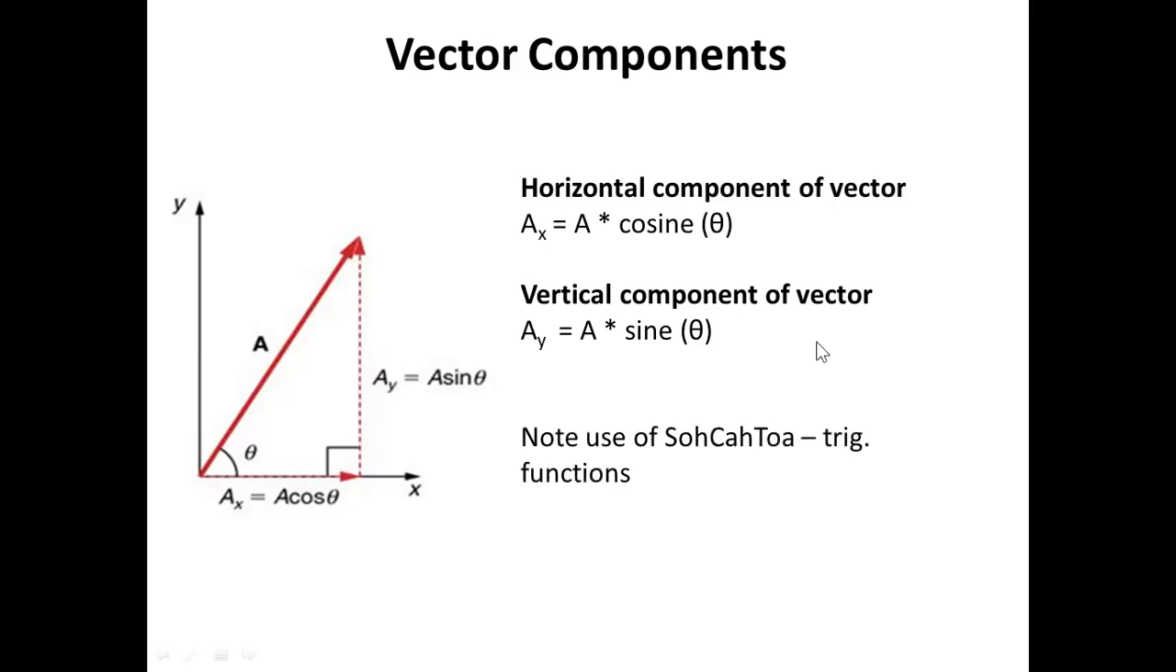Just a brief review of trigonometric functions, SOHCAHTOA. Sine is equal to opposite over hypotenuse, whereas cosine is equal to adjacent over hypotenuse, and then tangent is equal to opposite over adjacent.